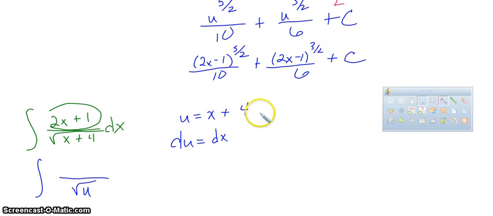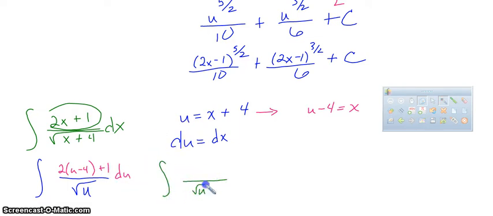So let's solve this one. That would be u minus 4 equals x, if I did that correctly. So I'd have 2 times u minus 4 plus 1, and then du. Now simplify that. And you still have the square root of u in the denominator. That gives me 2u minus 8 plus 1, so 2u minus 7 du. And then break this one up.